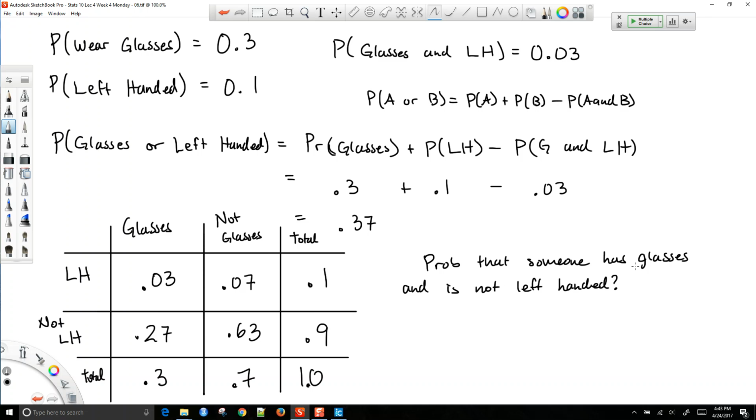Okay, and what would our answer there be? Okay, so this would be the probability of glasses and not left-handed, 0.27.